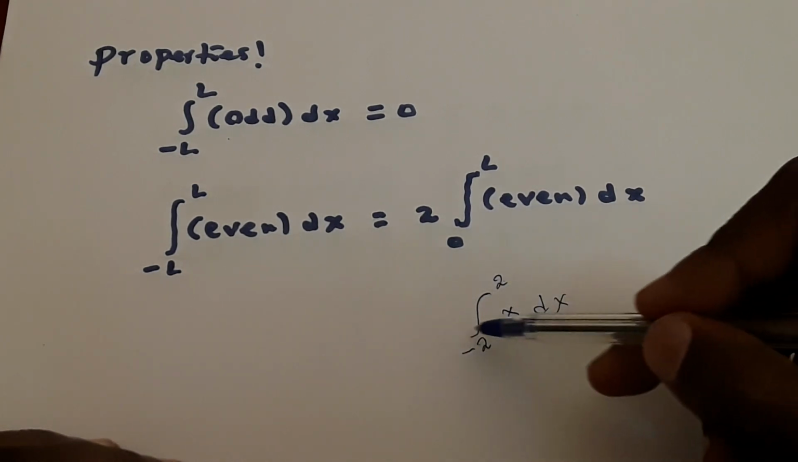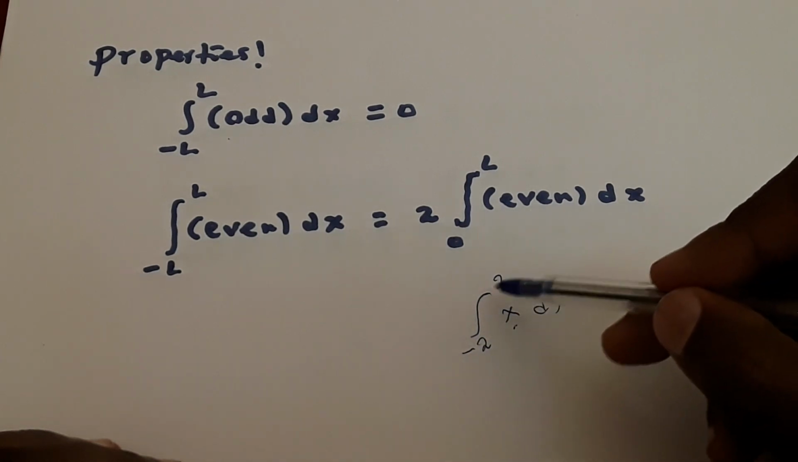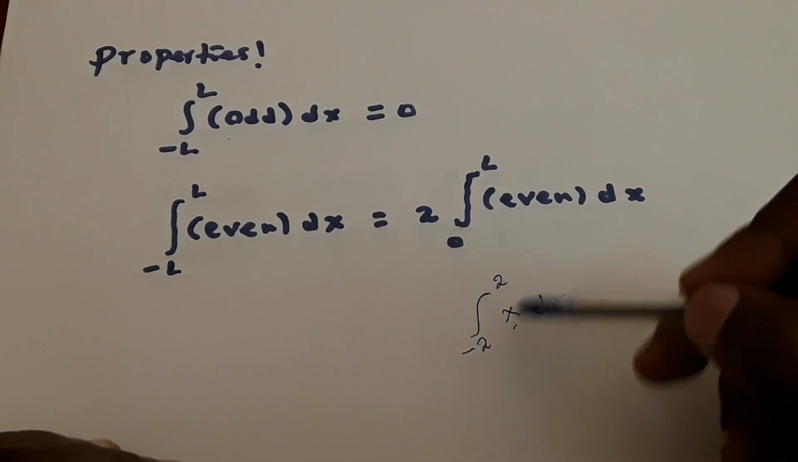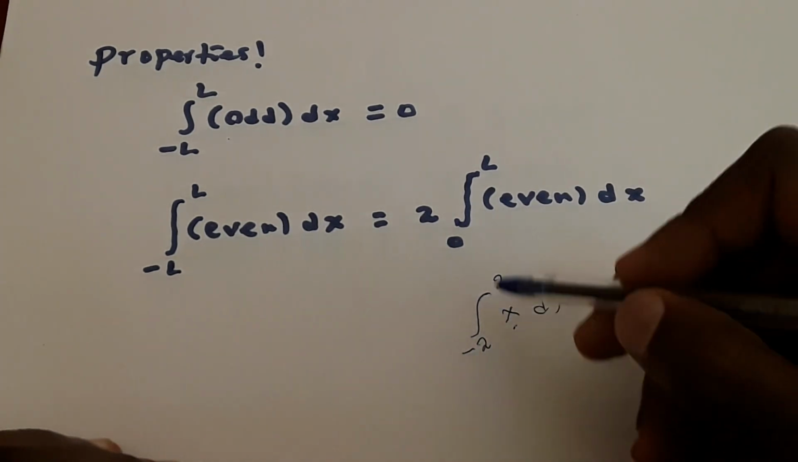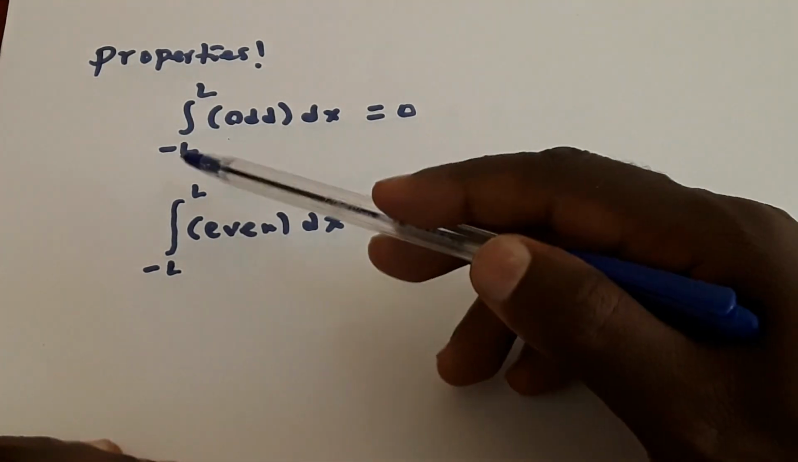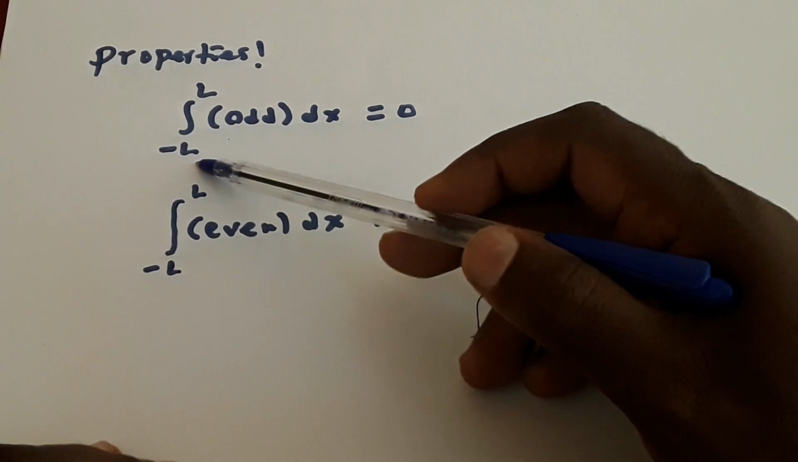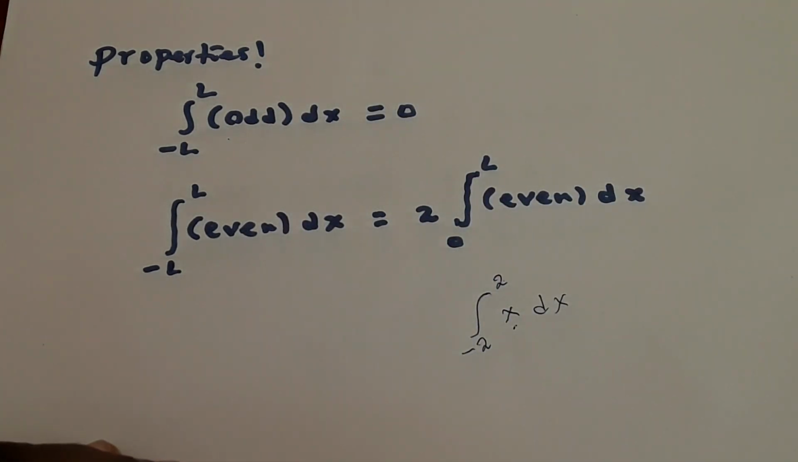Had the interval been from 0 to 2, or 1 to 2, different from minus 2 to 2, it could not be 0. It could not be 0, but it should be on the symmetric interval. It should be from minus L to L, not from L to L or any other form. Obviously from L to L it is 0.